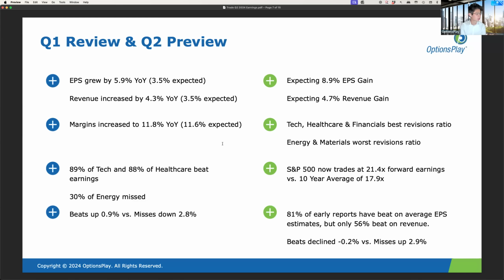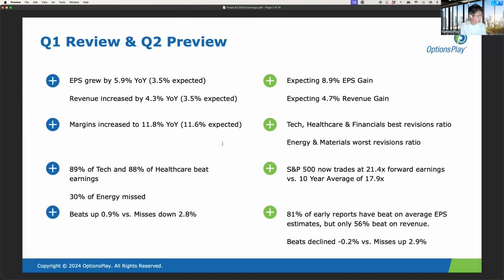89 and 88% of tech and healthcare companies beat their earnings. Those were the two best sectors from a performance perspective, where nearly 9 out of 10 stocks beat analyst expectations, versus energy was the biggest disappointment. 30% of all energy shares missed their earnings expectations.